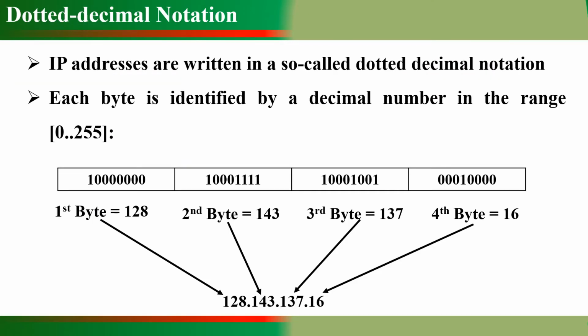As we discussed earlier, each IP address is written in so-called dotted decimal notation. Here, each byte is identified by a decimal number in the range between 0 to 255. Suppose these are the binary numbers, and each binary number is converted to the corresponding decimal number, and each decimal number is separated by a dot which we call a period.